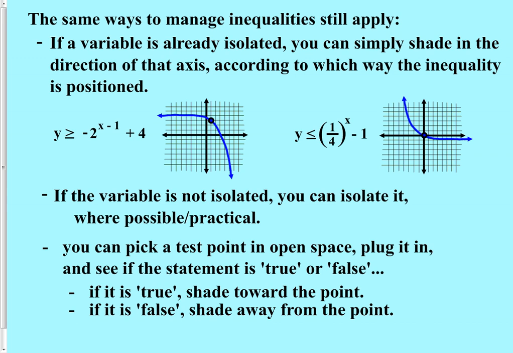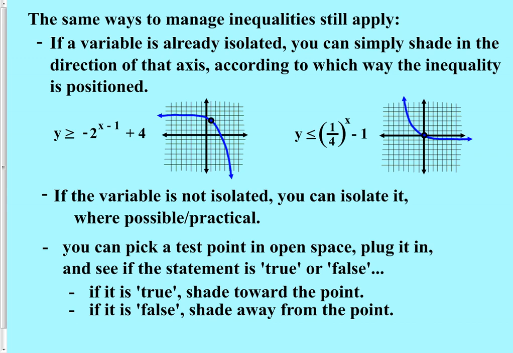And the same thing would be true of x. If we had an equation that said x is less than, then you shade from the curve towards the smaller values of x. If it says x is greater than, you shade from the curve towards the larger values of x. If a variable is not already isolated, and you feel like you can isolate it easily without messing anything up, then go ahead and do that. And then you can read the inequality just like at the top.